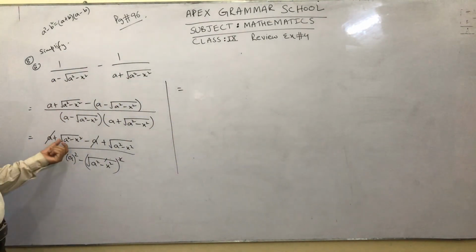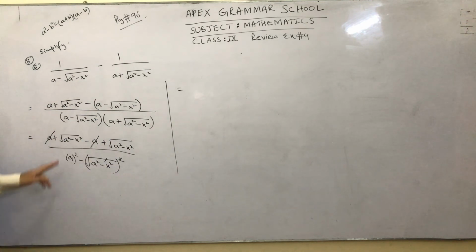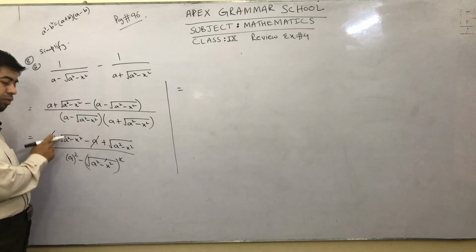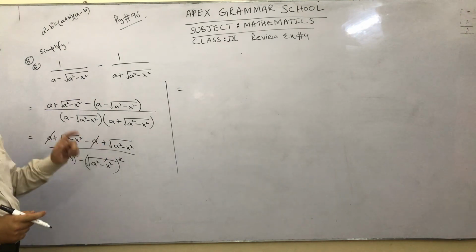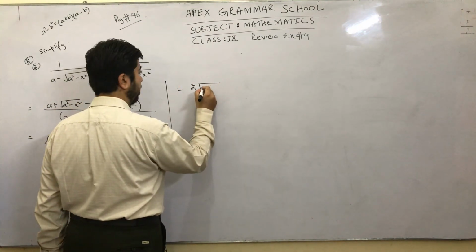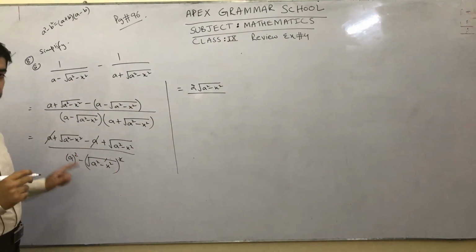You see that in the numerator this is square root of a square minus x square, and this is also square root of a square minus x square. Both are going to add. Basically we are going to add their coefficients. Its coefficient is 1 and its coefficient is also 1. So 1 plus 1 is 2. 2 square root of a square minus x square, and in the denominator a square.